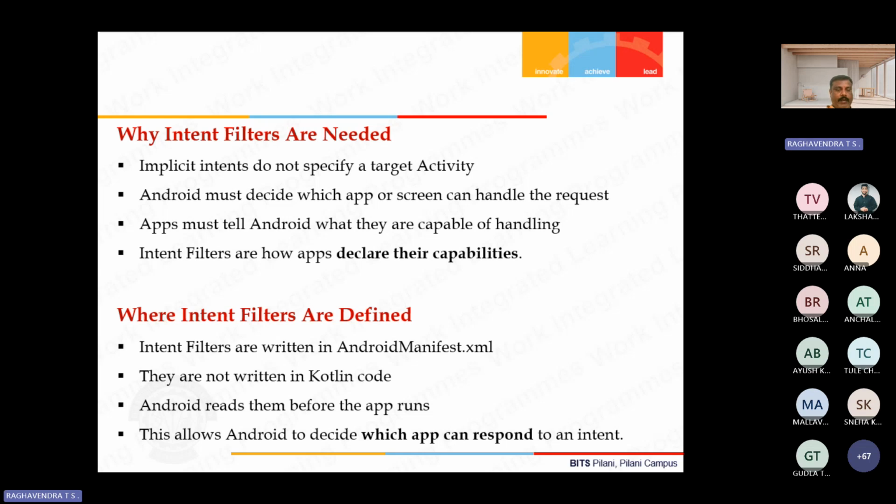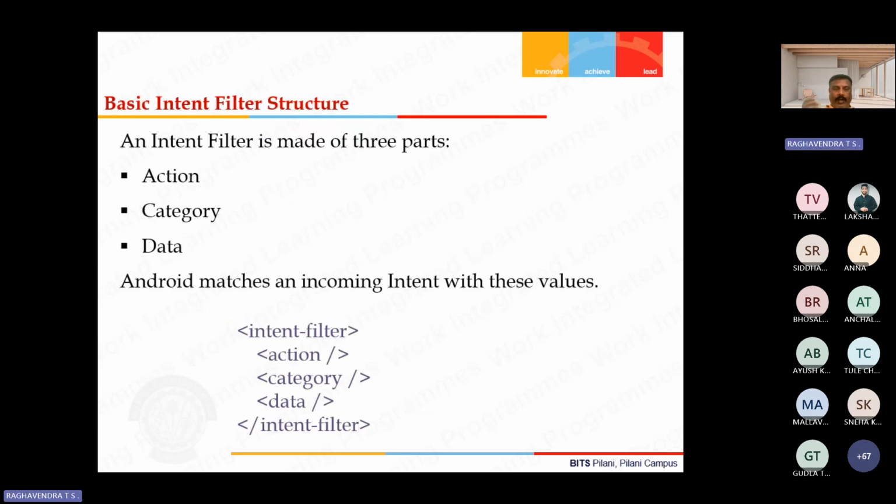So where are intent filters defined? The intent filters are written in the manifest file itself. They are not part of the Kotlin code, so that has to be explicitly written inside the manifest. Android reads them before the application runs because they are the bridge between the operating system and your app. Therefore, the Android manifest file is read first. This allows Android to decide which application can respond to an intent. The intent filter structure is action, category, and data. Android matches the incoming intent with these values.